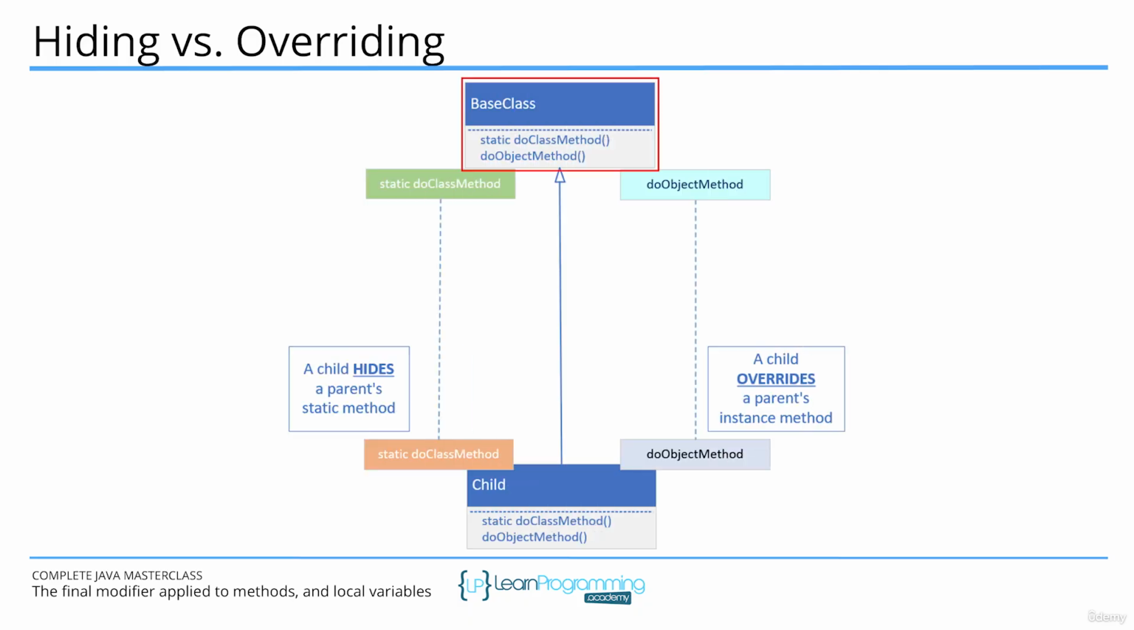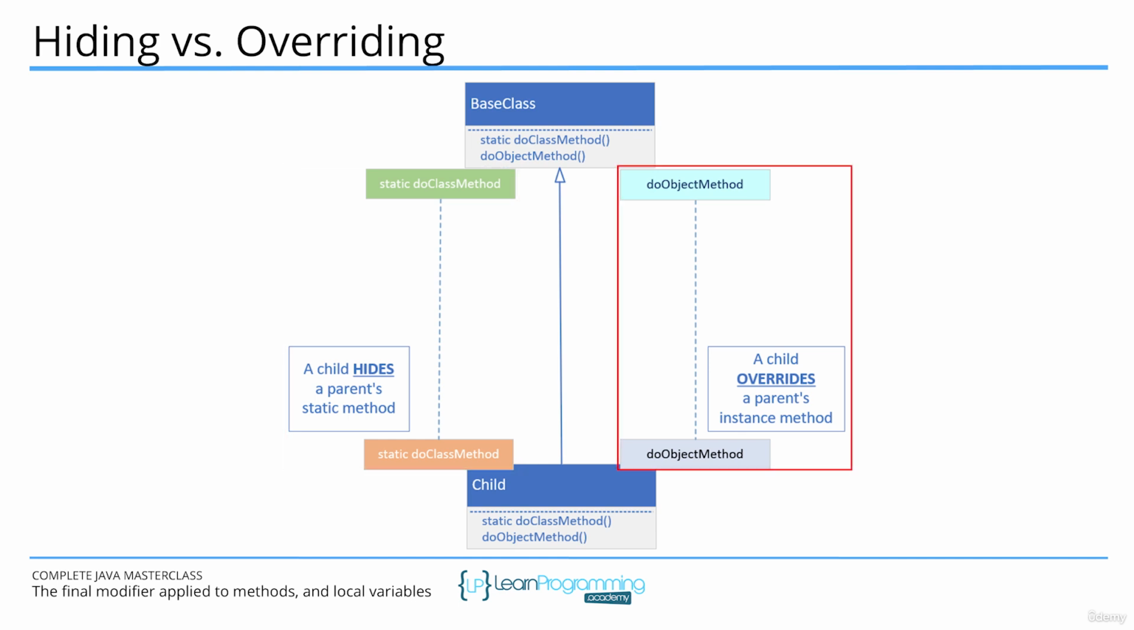On this slide I have a base class with one static method called doClass method. I also have one instance method called doObject method. The child class has its own copies of these methods with the same signatures. The child class hides the base class's static method, doClass method. The child overrides the base class's instance method, doObject method.